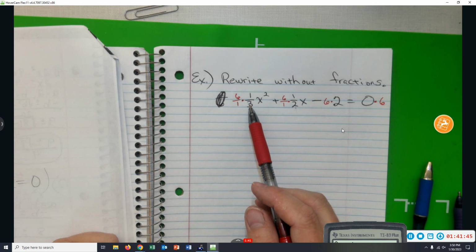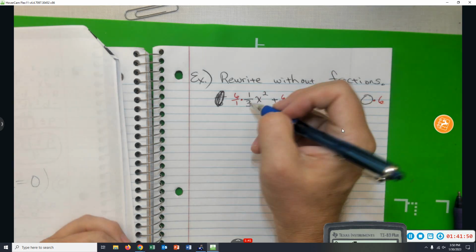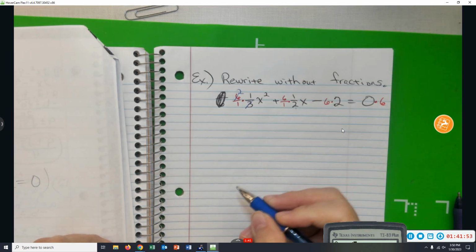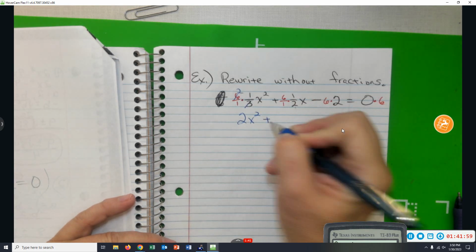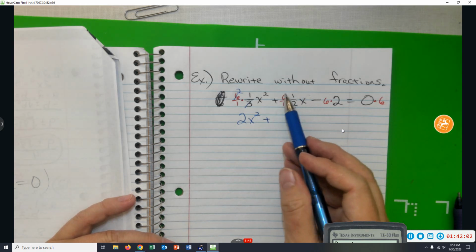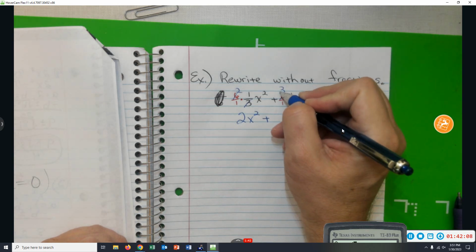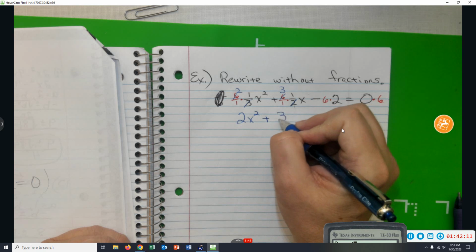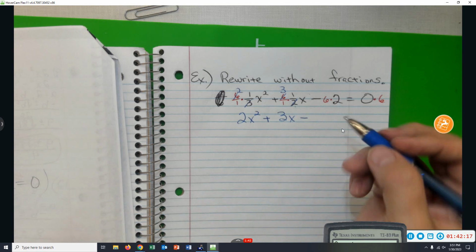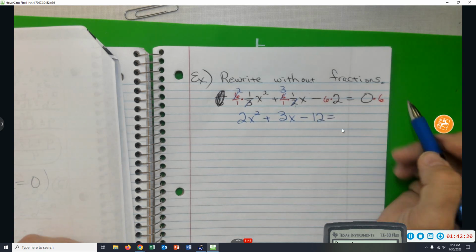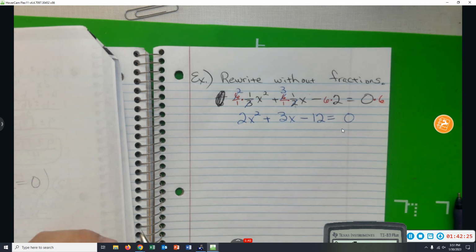3 goes into 6 2 times. 2 times 1 gives me a 2x squared plus, you tell me what this middle term is going to become. 2 goes into 6 3 times. 3 times 1, I agree with 3x minus, there's no fraction there, you're just multiplying, 6 times 2 is 12, equals 0 times 6, which is 0.